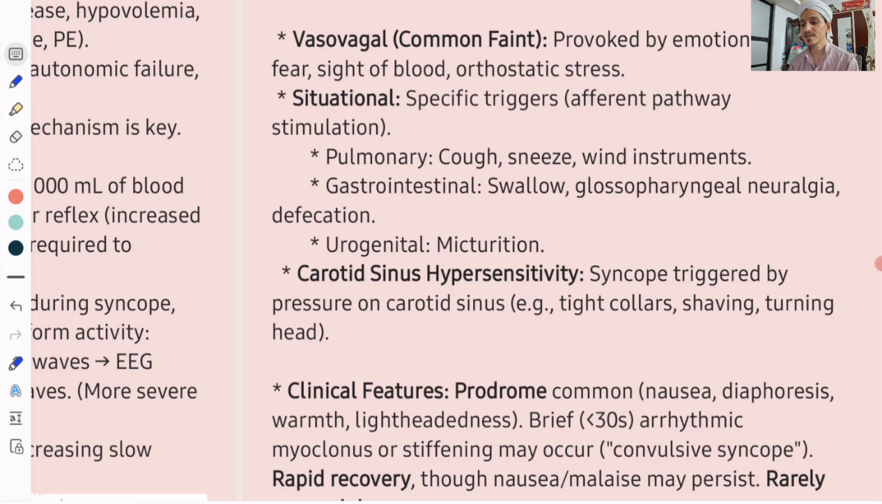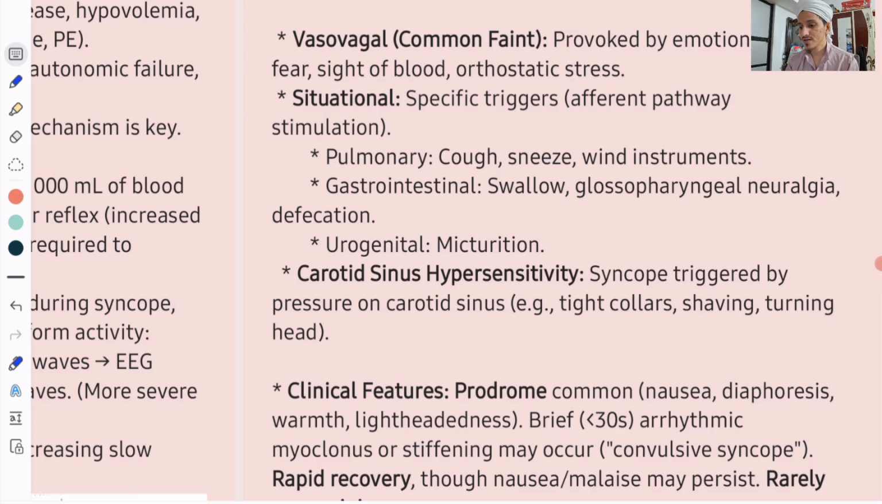Second is carotid sinus hypersensitivity. In some individuals, at the bifurcation of the common carotid artery there are receptors, baroreceptors, and in some individuals they are hyperactive, hypersensitive. So when it is pressed from the external side for some reason, like a tight collar or a tight tie, that will be sensed as high BP, and the vagal tone will be increased and sympathetic vascular resistance will be reduced. That will cause syncope. So tight collars, shaving, turning of the head. Okay. So these are the neurally mediated syncopes because of hyperactive autonomic reflex.